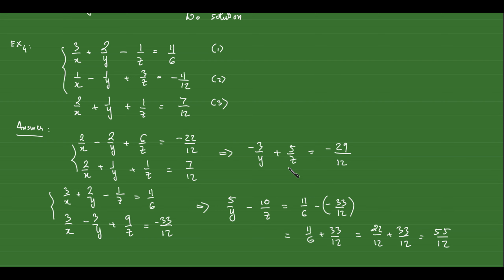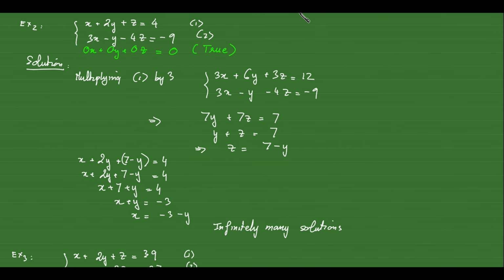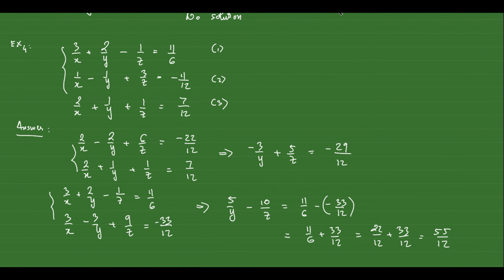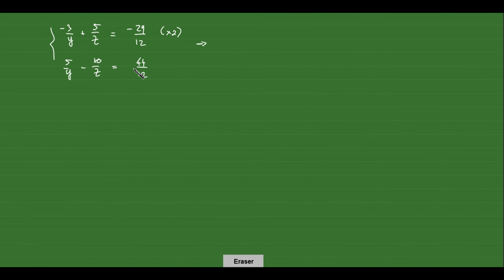So over here, let me rewrite the whole system. Let me see if the system is right or not. So it's 55, right, it's 55 over 12. So over here will be 55 over 12. Okay, and now I'm multiplying over here by 2 again, which gives you negative 6 over y plus 10 over z equal 58 over 12. Hopefully that gives you a nice number, because the fraction doesn't give me a good feeling at all.